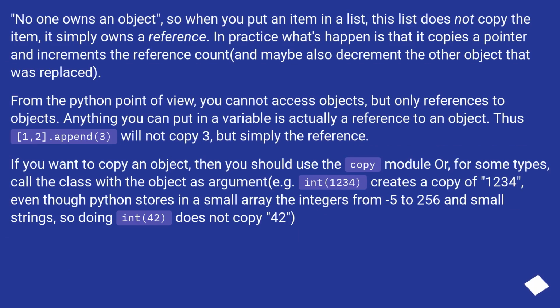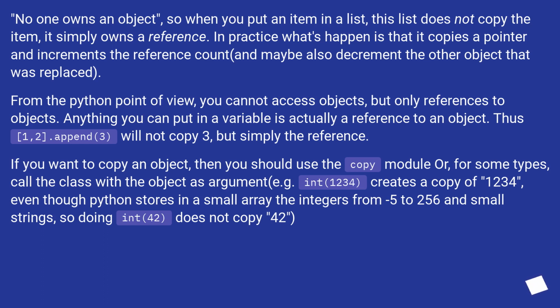No one owns an object, so when you put an item in a list, this list does not copy the item, it simply owns a reference. In practice what's happened is that it copies a pointer and increments the reference count and maybe also decrements the other object that was replaced. From the Python point of view, you cannot access objects, but only references to objects. Anything you can put in a variable is actually a reference to an object. Thus, l.append(3) will not copy 3, but simply the reference.